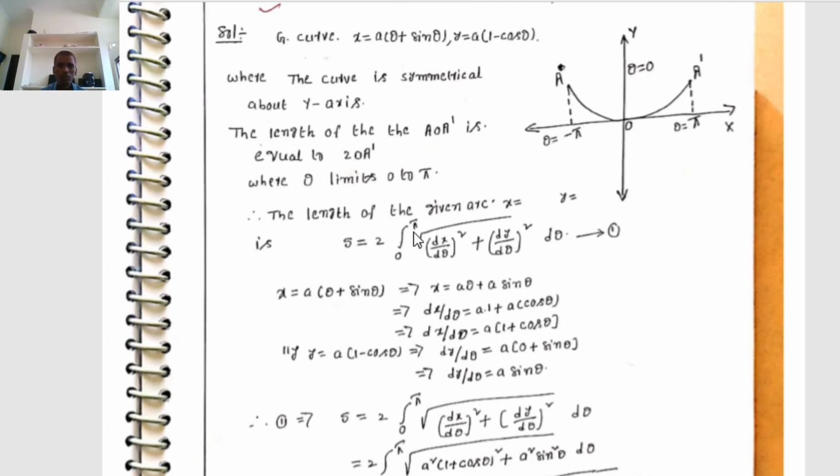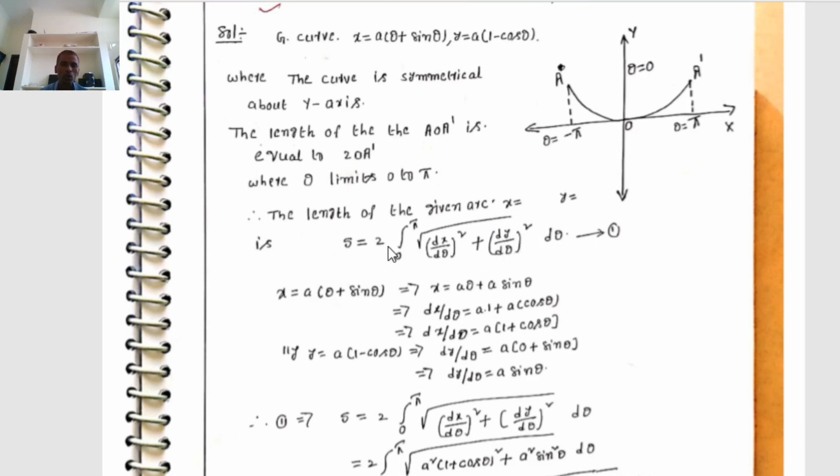Therefore the length of the arc of the given curve x equals a into theta plus sin theta, y equals a into 1 minus cos theta, that is s equals 2 into integration 0 to 5 square root of (dx by d theta) square plus (dy by d theta) square into d theta, or s equals integration minus pi to plus pi square root of (dx by d theta) square plus (dy by d theta) square into d theta. Now we consider only OA dash, so that we can easily find the integration.